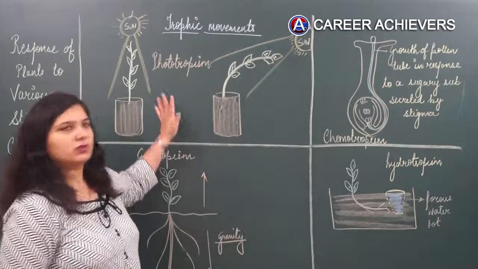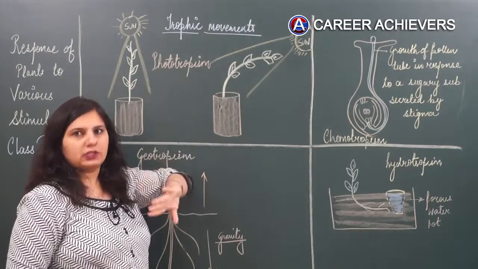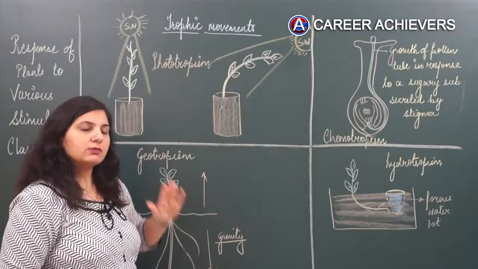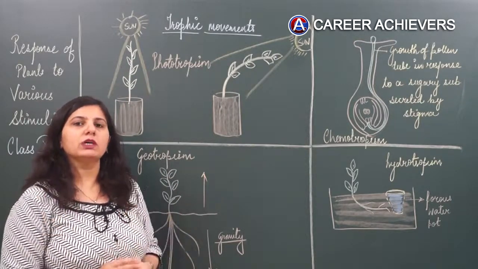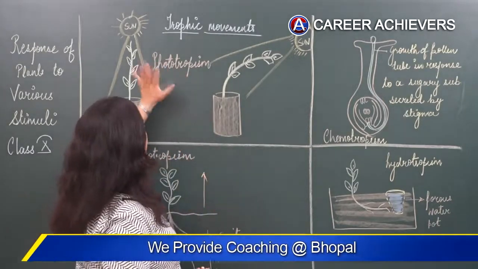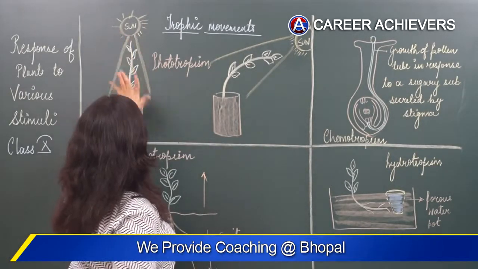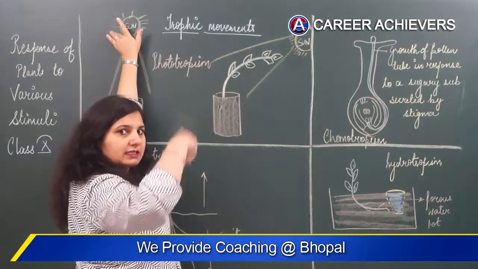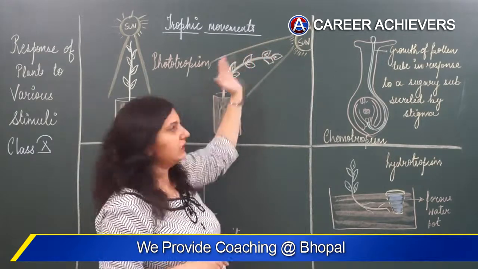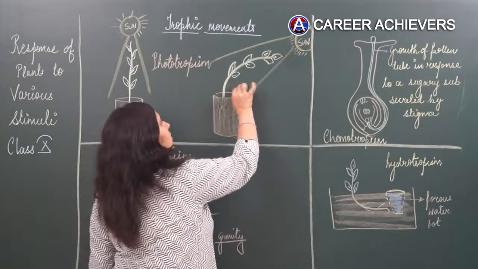We study the first one, phototropism. I said it is a directional movement, an orientation of a part of a plant in response to a stimulus or an external influence. Now see, I have taken the sun. Photo means light. When the sun is overhead, the plant is straight, that is, it is in the direction of the stimulus. When the light comes laterally from this side, the stem will also bend towards the direction of the light. So this is the positive direction.